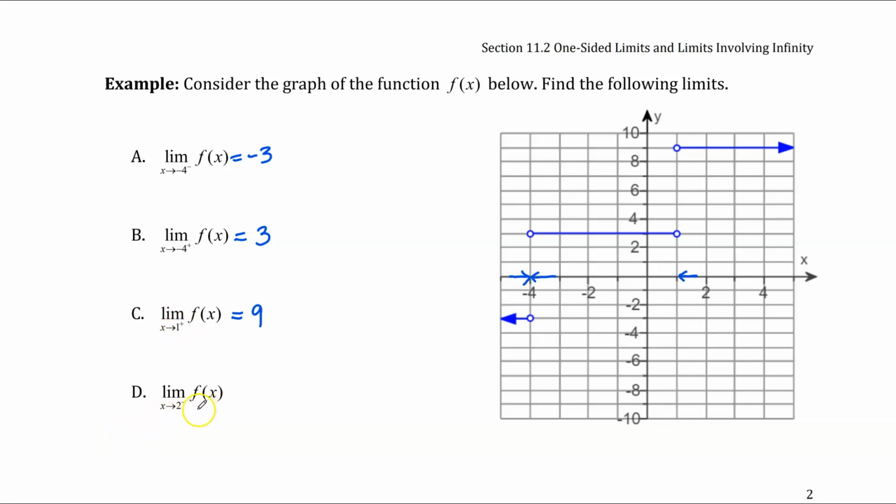Now lastly, we want to find the limit of the function as x approaches 2 from the left. So 2 from the left. Your x values will come from here and go to 2. As x approaches 2, your function values approach 9. Therefore, we say that the limit of the function f of x as x approaches 2 from the left is equal to 9.